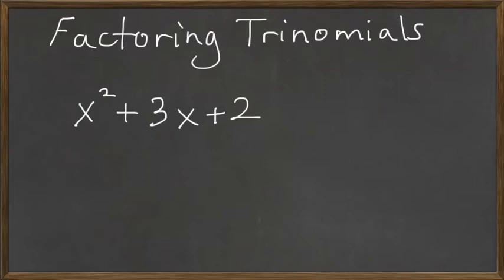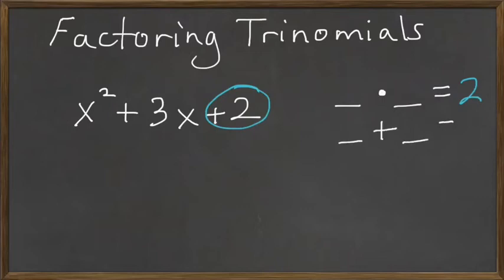We want to figure out what two numbers can multiply to the last number here, 2, and those same two numbers have to add up to the coefficient of x, in this case 3. So we have to look at that, think for a little bit. What two numbers can multiply to 2?